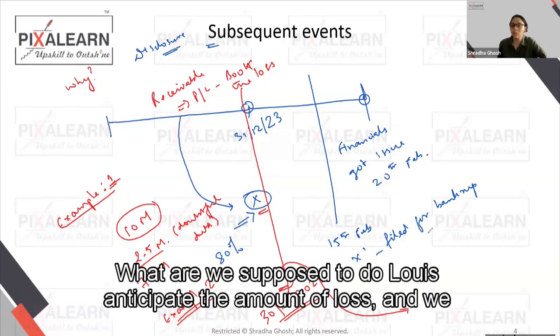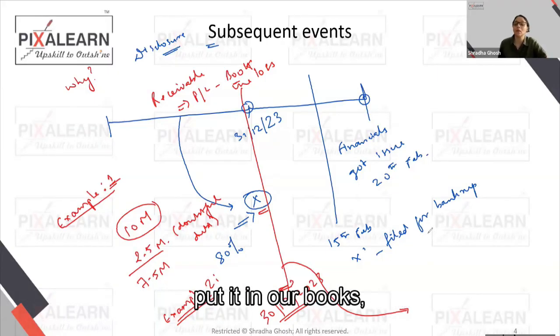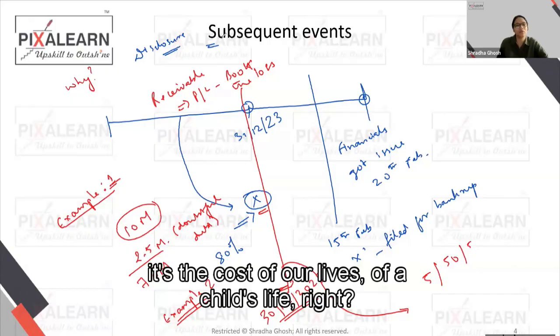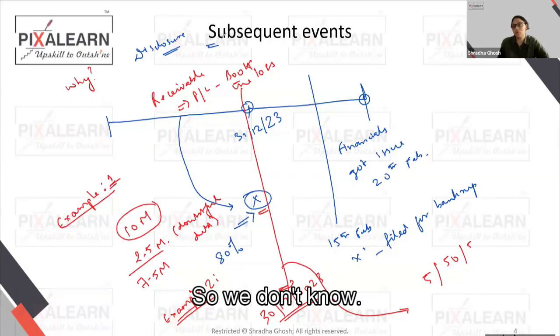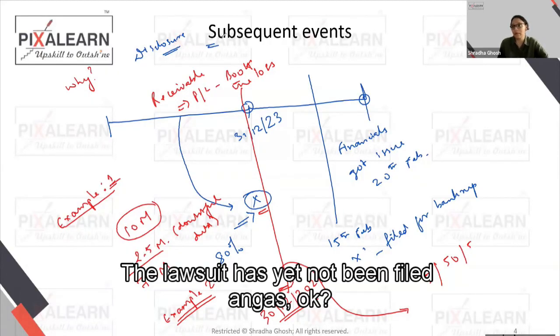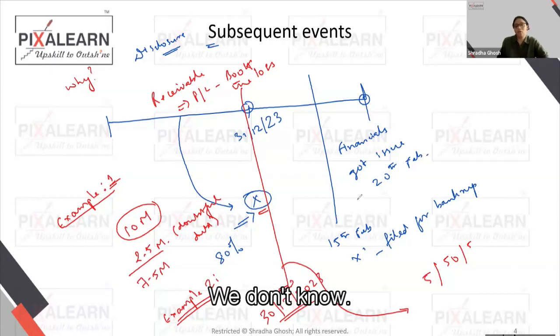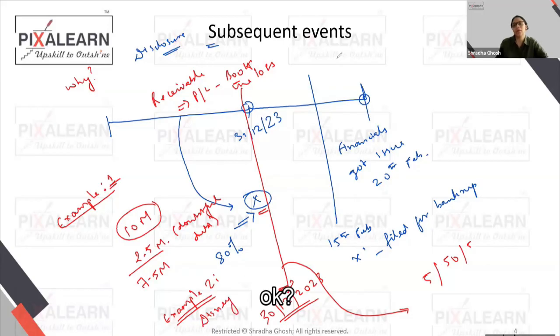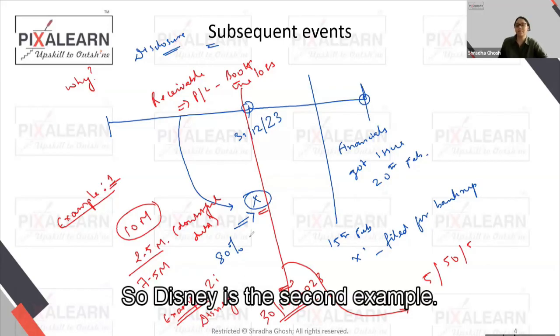Do we anticipate the amount of loss and put it in our books? It could be anything like 5 million, 50 million, because it's the cost of a child's life, right? So we don't know. The lawsuit has not yet been filed, Nagesh, okay? We don't know. So Disney is the second example.